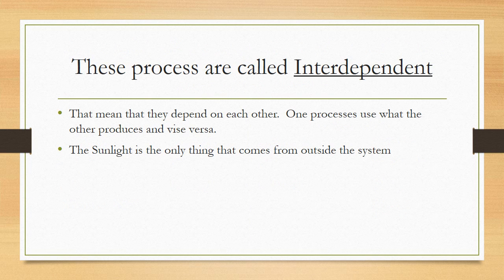These processes are called interdependent. So they're opposite equations. They're called interdependent. And that means they depend on each other. So two things depending on each other. One process uses what the other produces and vice versa. Like I said already, the sunlight's the only thing that comes from outside the system.